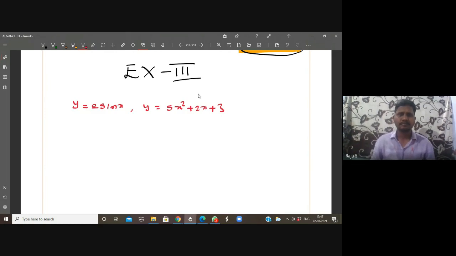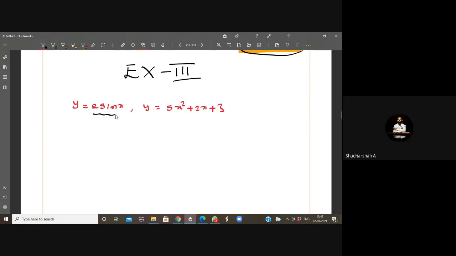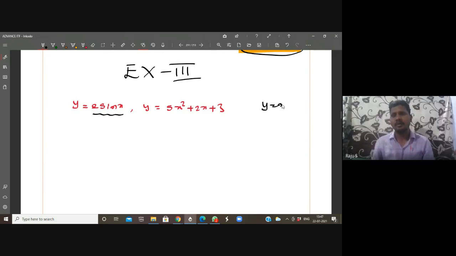Students, can anyone tell what is the maximum and minimum value of 2 sin x? Minus 2 to 2. Exactly. So 2 sin x belongs to minus 2 to 2, because the maximum value of sin is 1 and the minimum value is minus 1. So the maximum value of 2 sin x is 2, and the minimum value is minus 2.